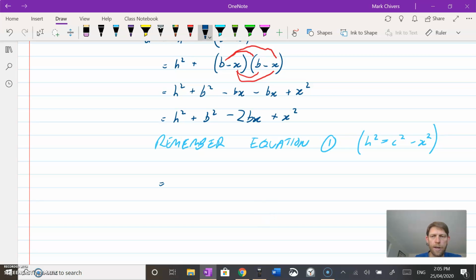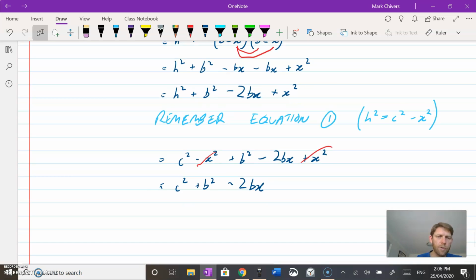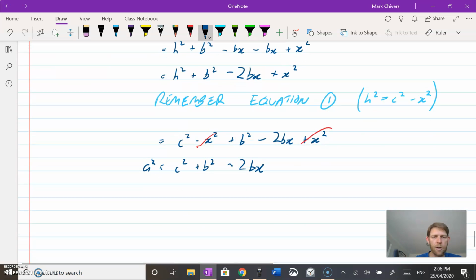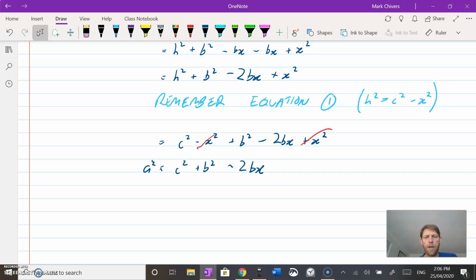So I'm going to end up with, well, h squared is going to be replaced with c squared minus x squared. Then I'm going to have b squared, I'm going to have minus 2bx, and I'm going to have plus x squared. And what's going to happen next is I've got minus x squared plus x squared, so those two are going to cancel each other out, and I can rewrite everything I've got so far as c squared plus b squared minus 2bx. Remembering, of course, this equals a squared. I'll just copy that down. I don't keep copying the left-hand side down, but I still know that a squared equals c squared plus b squared minus 2bx.